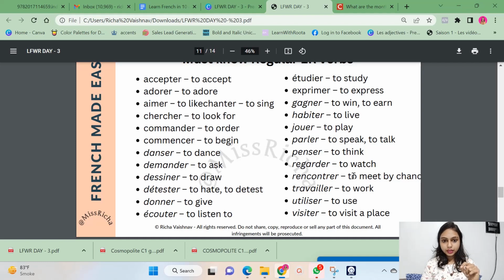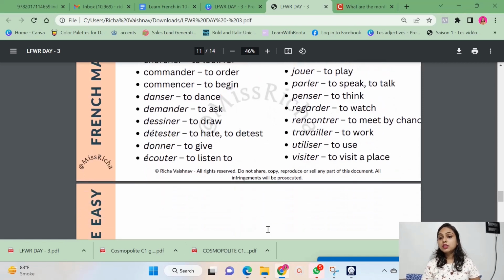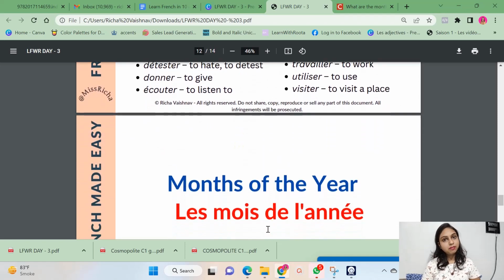rencontrer. This is to meet by chance. The letter E just got cut in the PDF. Travailler, utiliser, visiter. Now, there are a lot of other verbs. You will find many more lists of er verbs online also. I have listed these because these are used on a day-to-day basis.